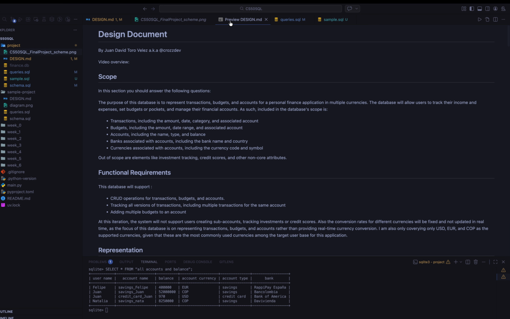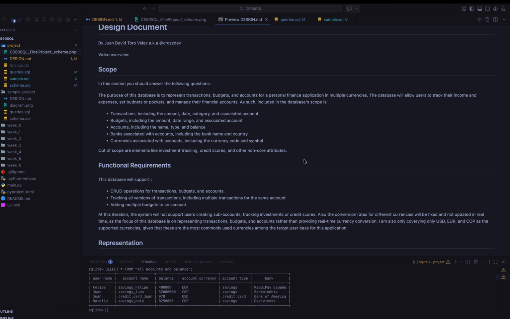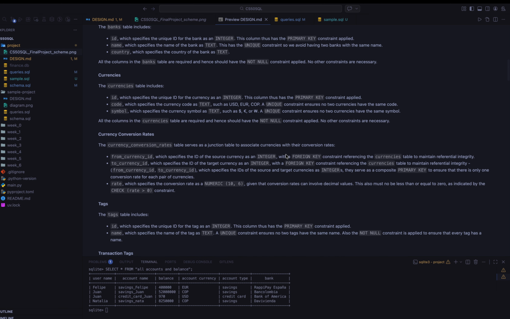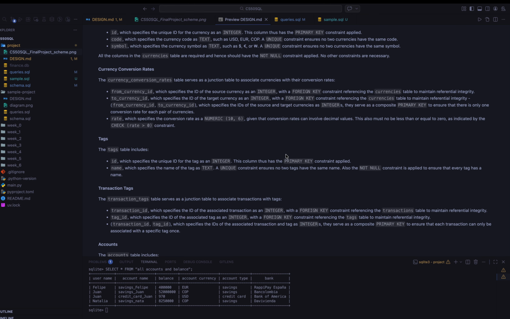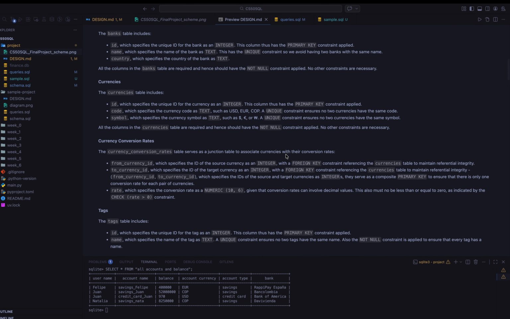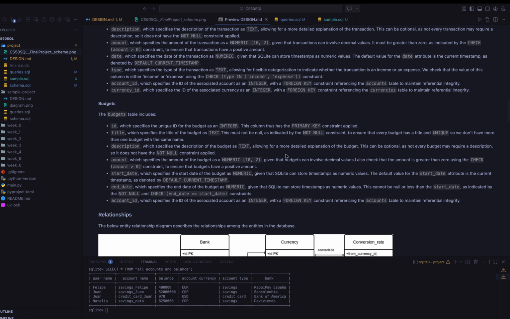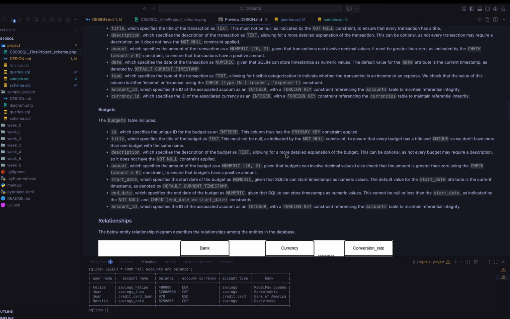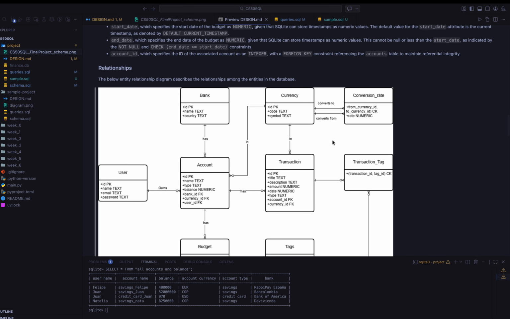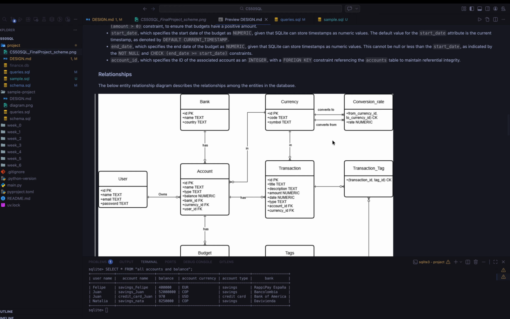Over here I have my design document, where I explain the scope, the functional requirements, everything about the entities. If you want full details, a full explanation of what I'm talking about, I would recommend checking this document out, because everything is here. I did an extensive job documenting as detailed as possible. So please give it a look if you want to understand each entity better.